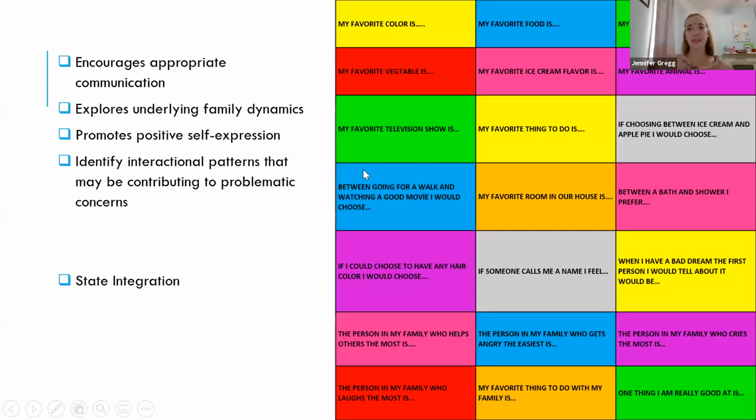And so again, these were some of the prompts that I use. It goes from what my favorite color is, to even recognizing who in the family gets angry the easiest or might cry the most. Just things to encourage communication and increased awareness for each member. And it's something fun. Every single member of the family needs to participate in this and have fun with it.